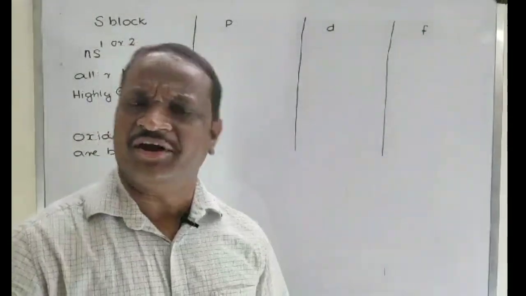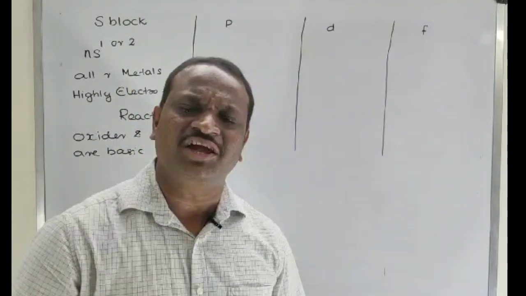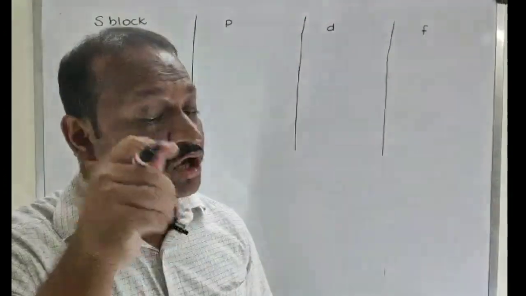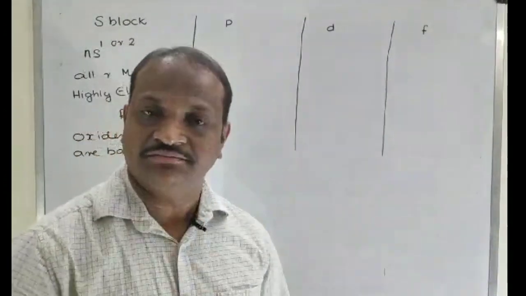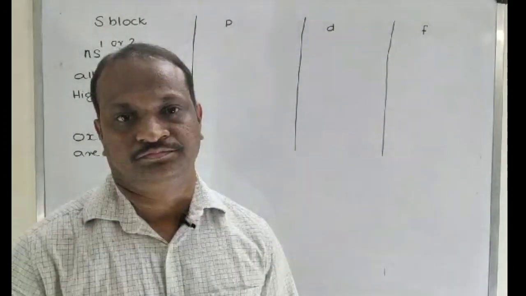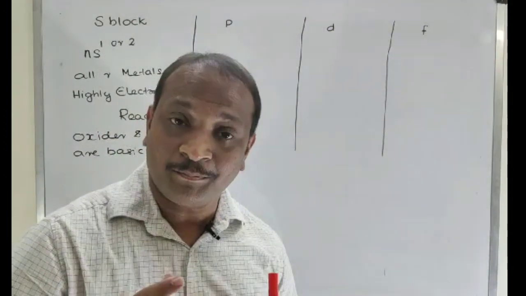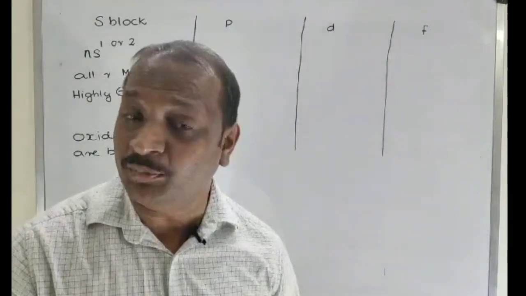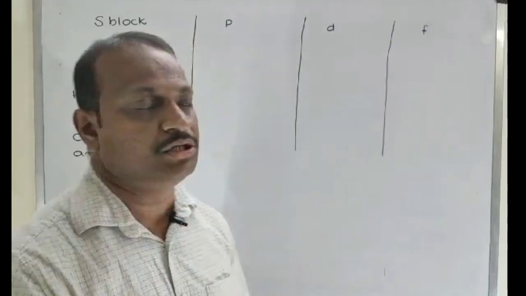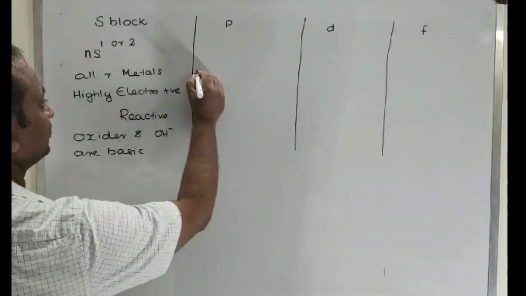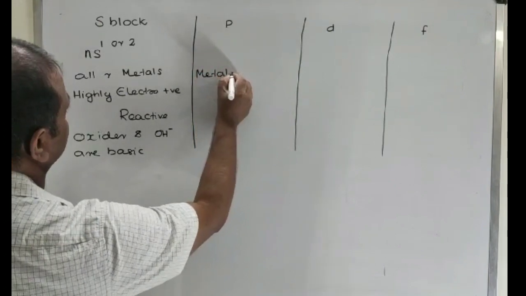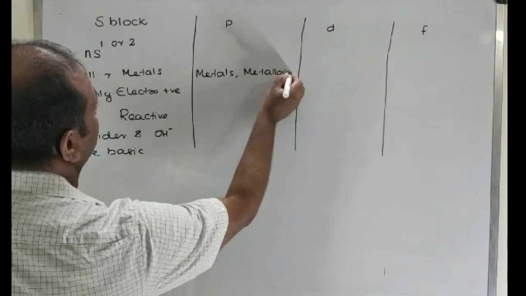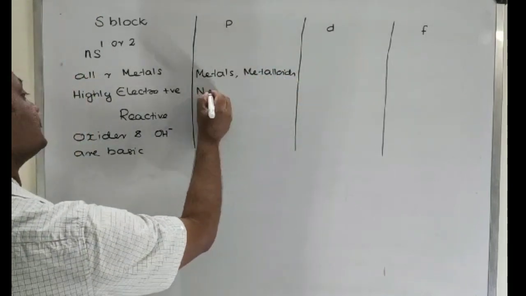Similar to that, let us think about P block. Can we say that all of these are metals? No. Nitrogen is not a metal; nitrogen is a non-metal. Silicon is a metalloid, isn't it? So it consists of metals, non-metals, and metalloids. Aluminum is in the P block, but still it's a metal. So it consists of metals, next we have metalloids, and next we have non-metals.